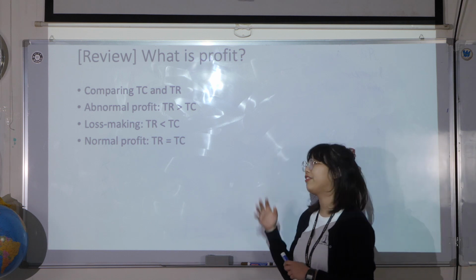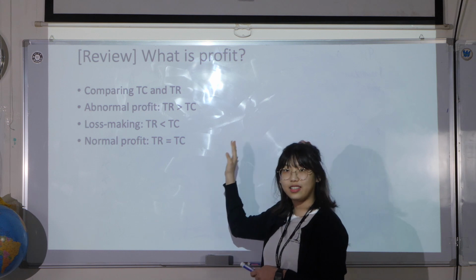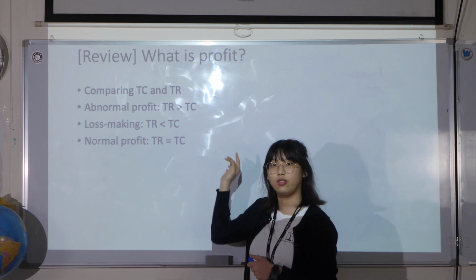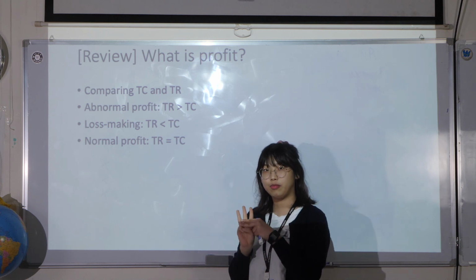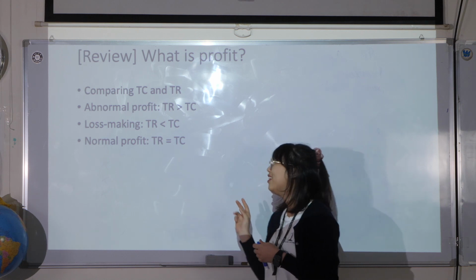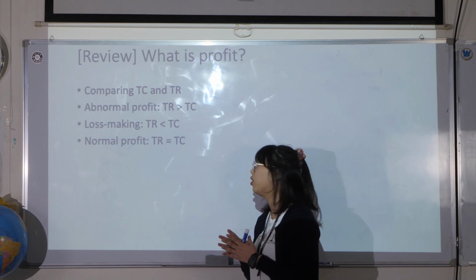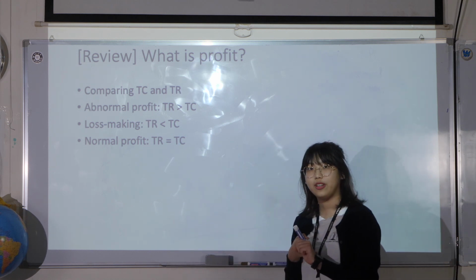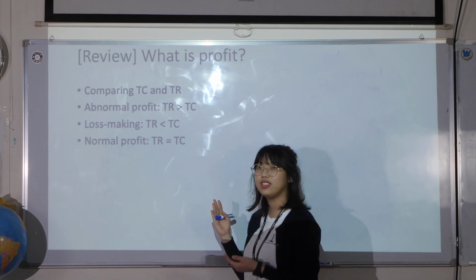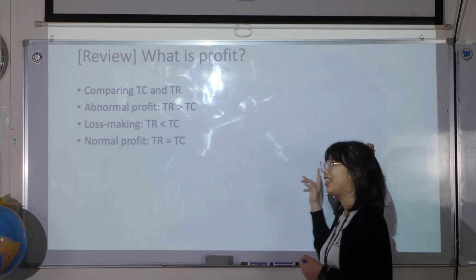Before we start, we have to understand what profit is. We've learned before that to understand profit, we need to know the TC and TR, which is total cost and total revenue. There are three types of profits: abnormal profit, loss-making, and normal profit. Abnormal profit is when total revenue is more than total cost. For loss-making firms, their total revenue is less than total cost. And normal profit is when total revenue equals total cost. So let's keep this in mind and let's move on.